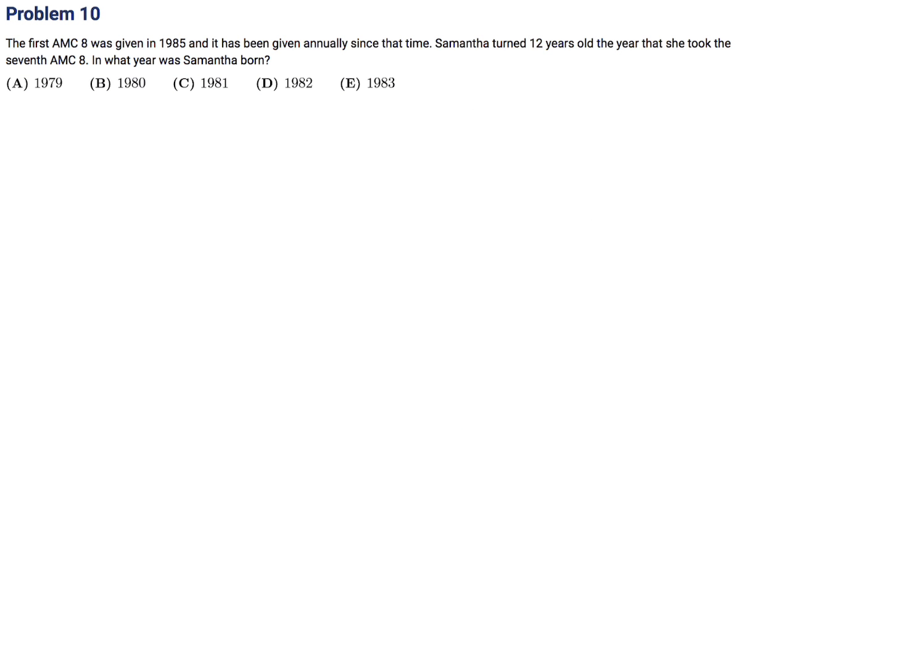The first AMC 8 was given in 1985, and it has been given annually since that time. Samantha turned 12 years old the year that she took the 7th AMC 8. In what year was Samantha born? 1985 was the first one. So we want the 2nd, 3rd, 4th, 5th, 6th, 7th one. Well, that's obviously going to be 1991. And in 1991, Samantha turned 12. So she must have been born in 1979 because 1979 plus 12 is equal to 1991. So the answer for number 10 is A.